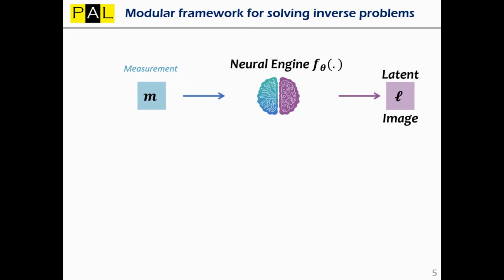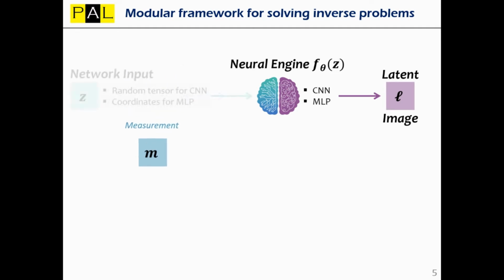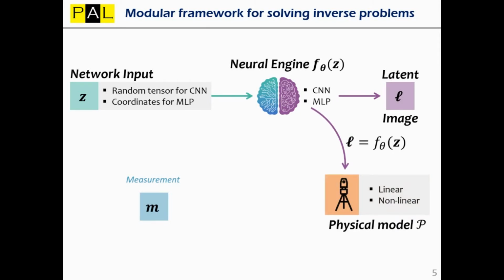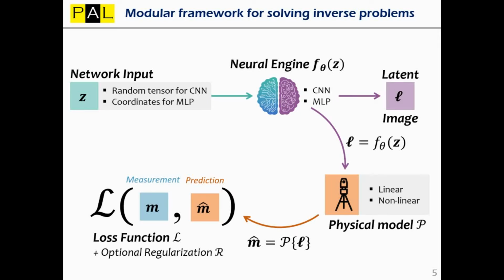Unlike data-driven learning approaches, the generative neural network in the present framework does not have direct contact with the measurements. Instead, a fixed seed is fed to the network. The generative network model f theta is matched with a task-specific physical model P that maps the domain of the generative model to the space of observable measurements. A loss function L measures the deviation between the predicted measurement M hat and the observed measurement M.